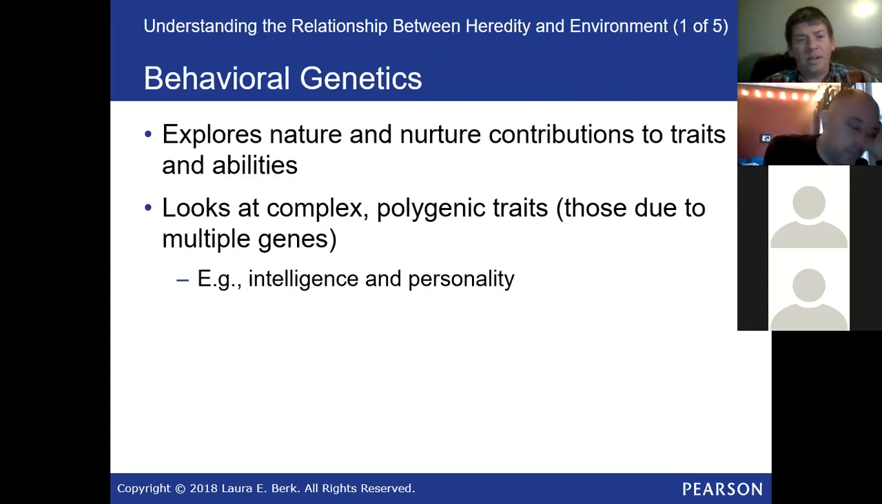Behavioral genetics explores the nature and nurture contributions to traits and abilities. They look at complex polygenic, right, multiple genes, polygenic traits like intelligence and personality. They want to know what the link is between our genetic makeup and its contribution to our behavior, essentially.